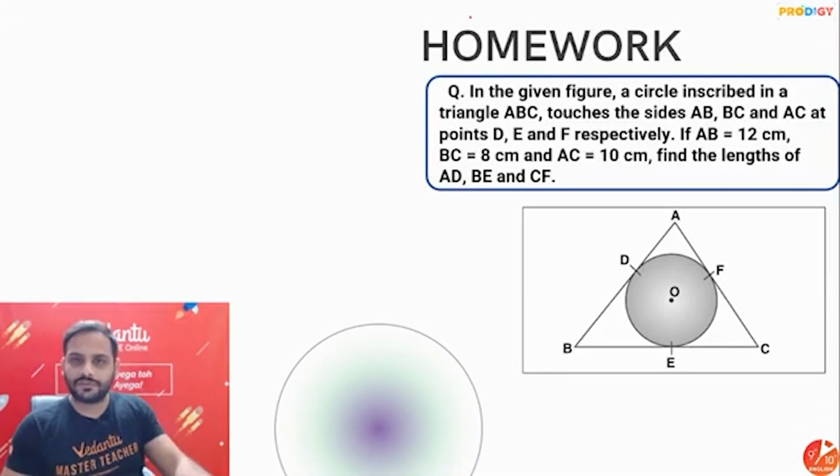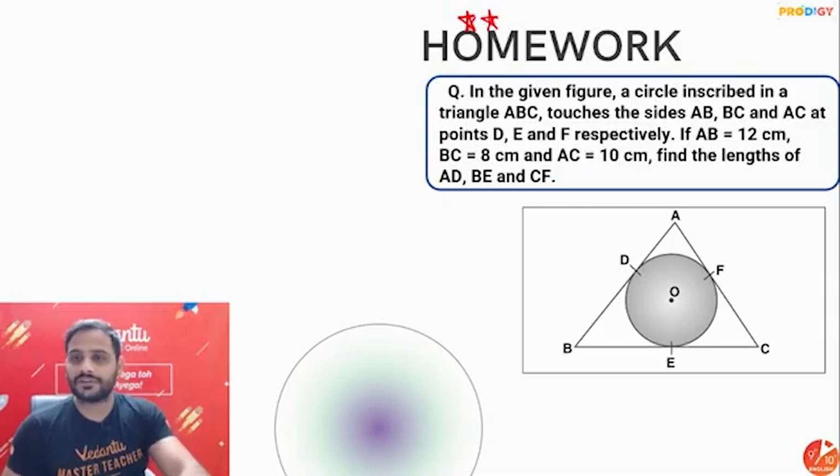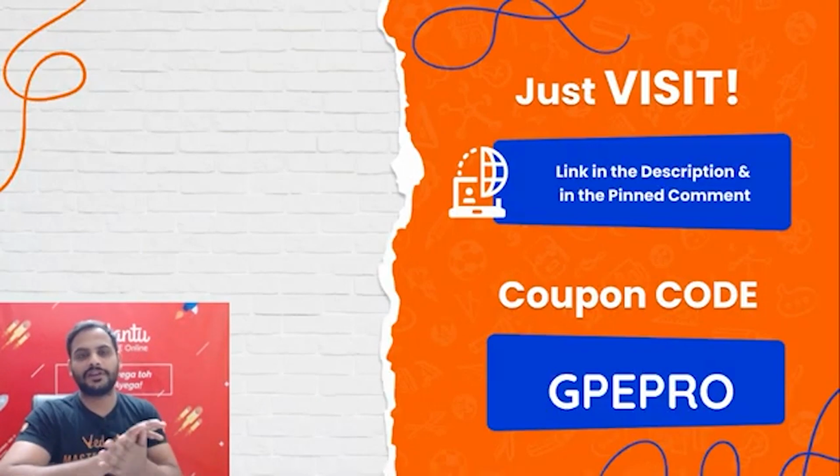Try to solve this question in your homework, guys. In the given figure, a circle is inscribed in a triangle ABC and touches the sides AB, BC and AC at points D, E and F respectively. If AB is 12, BC is 8 and AC is 10, find the lengths of AD, BE, CF. Very good question. Think and answer. So this is your homework question.